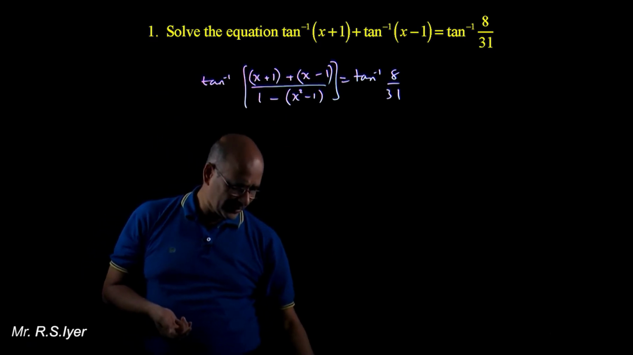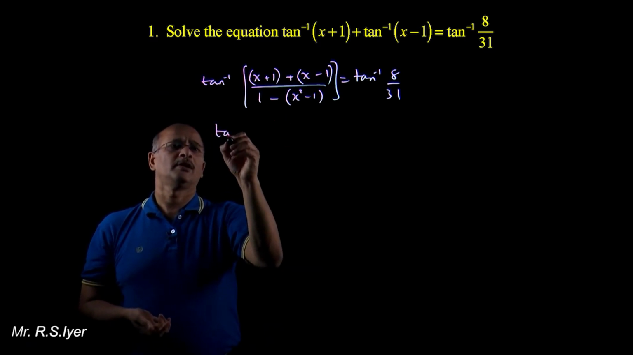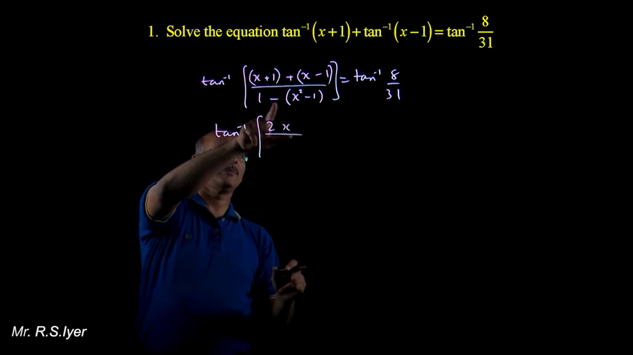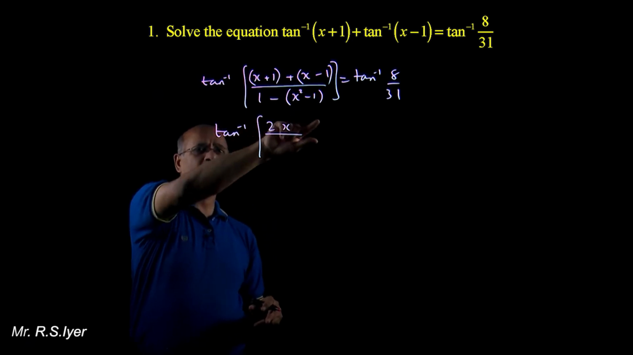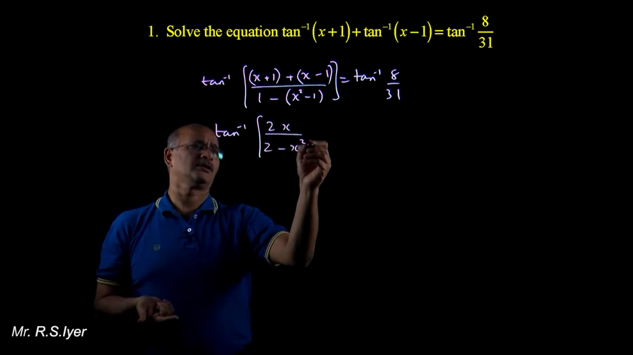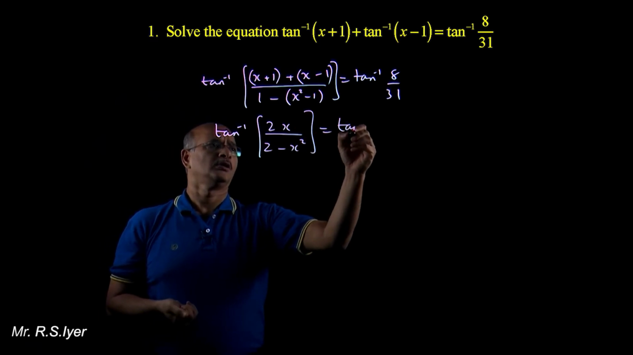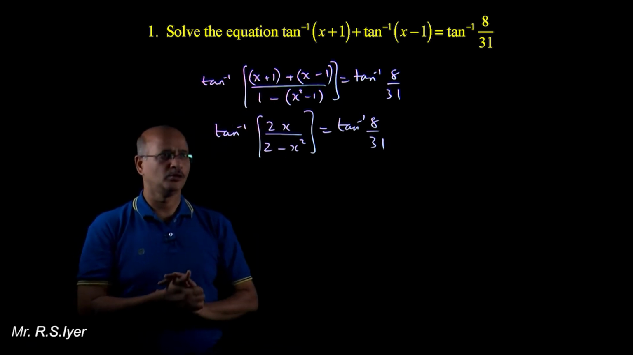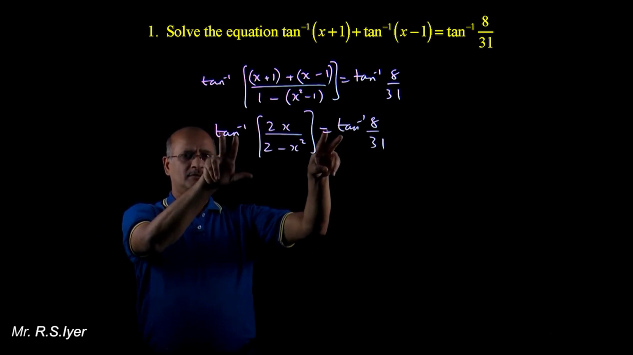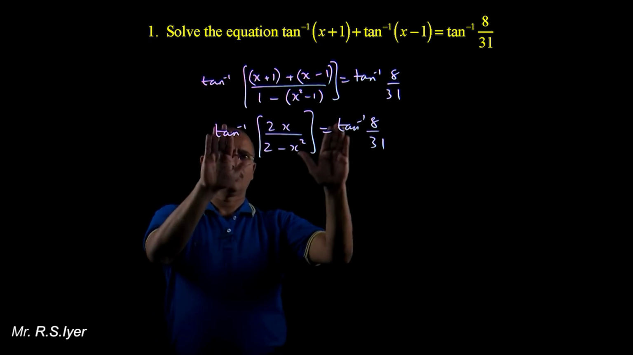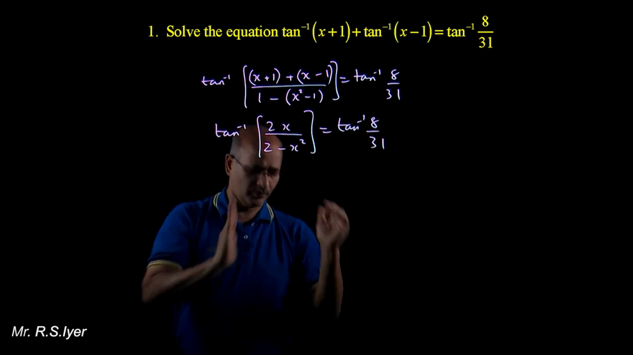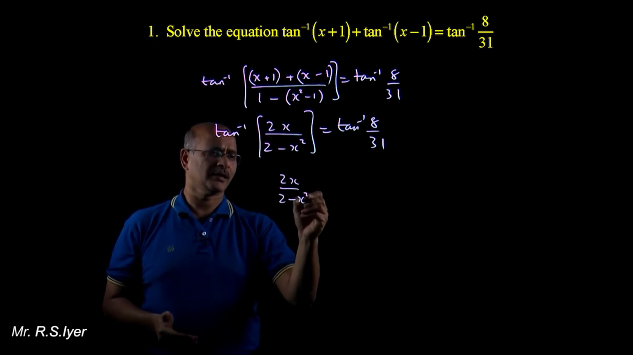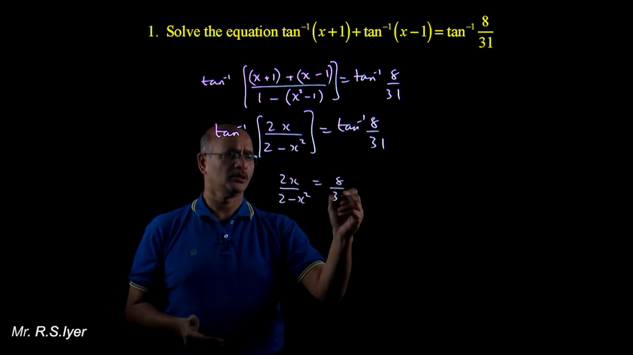Remember, this 1 will get eliminated in the numerator. It will be tan inverse, this will be 2x upon, try to understand what will happen. This 1 minus x square, minus of minus becomes plus, so it will become 2 minus x square, is equal to tan inverse 8 by 31. That's exactly what I told you in the beginning. Both are converted into tan inverse, right? So that's the reason you can equate the integral part of it and find the value of x. So this will be 2x upon 2 minus x square is equal to 8 upon 31.